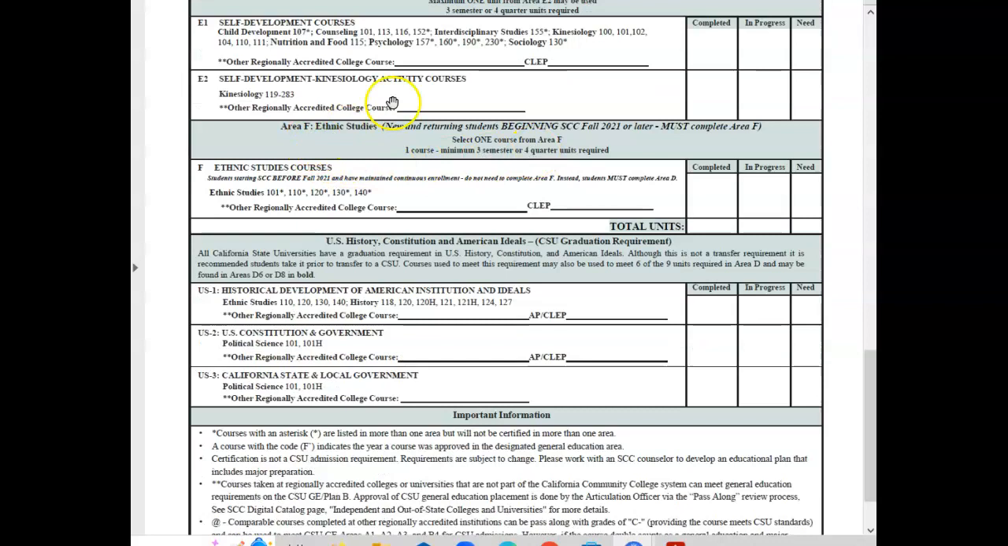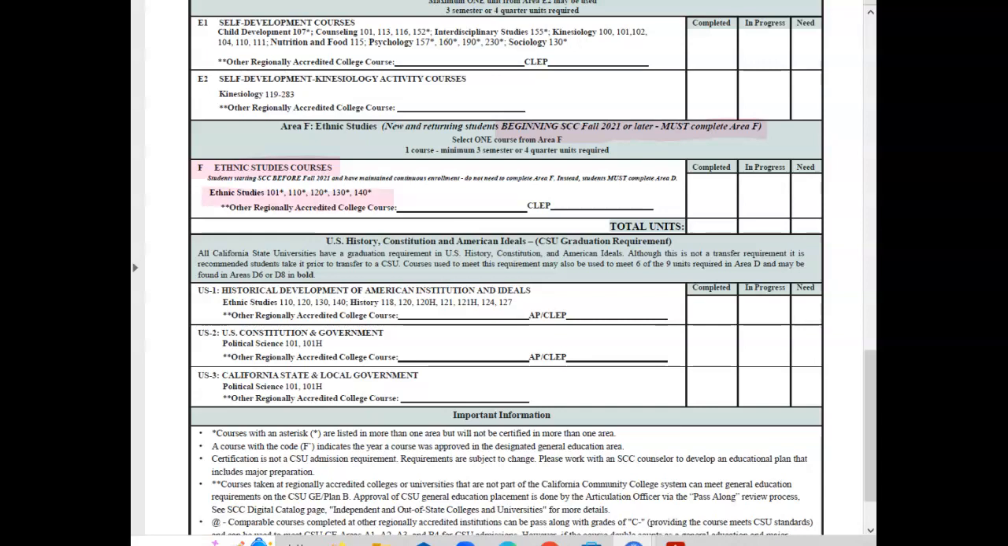Next, we have our ethnic study requirement, and I mentioned this earlier, but I'm going to talk about it again so that there's no confusion. Only students who started SCC fall of 2021 or later must complete Area F. So if this is you, then you must do Area F. You must pick 1 class from here, okay?